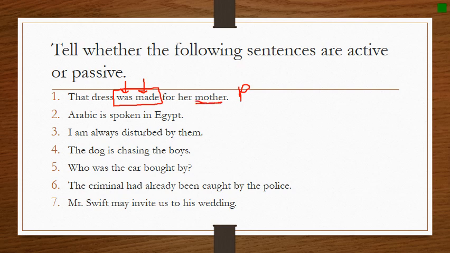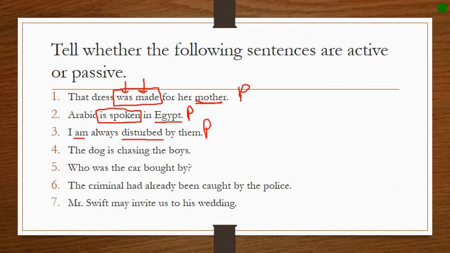Arabic is spoken in Egypt. Is spoken. Verb be plus past participle. So it's a passive voice. If we had written, in Egypt they speak Arabic, it would have been active. I am always disturbed by them. Am disturbed. Verb to be plus past participle, passive.